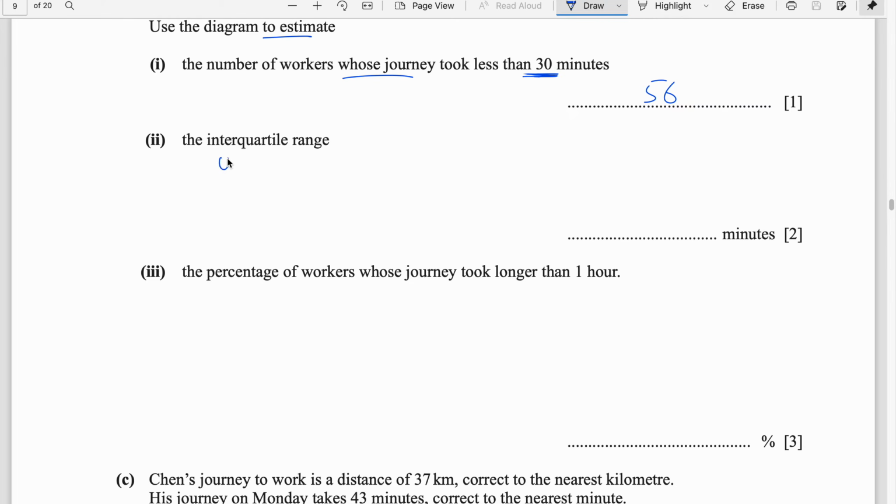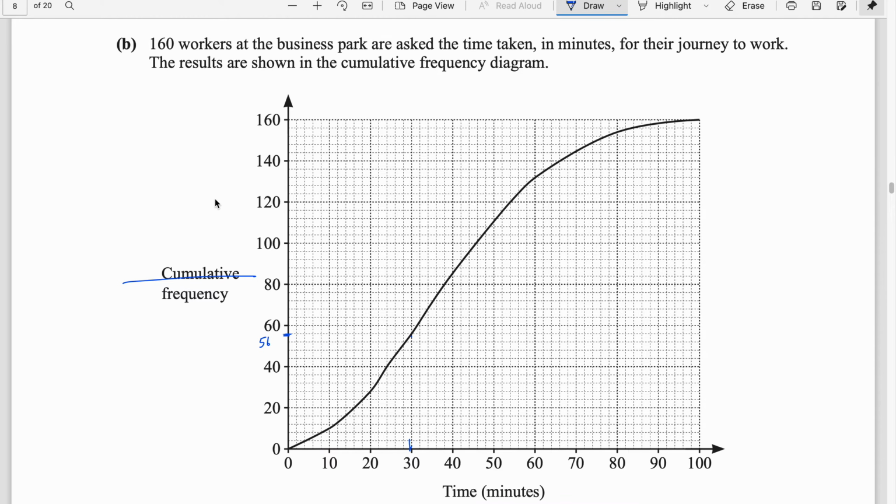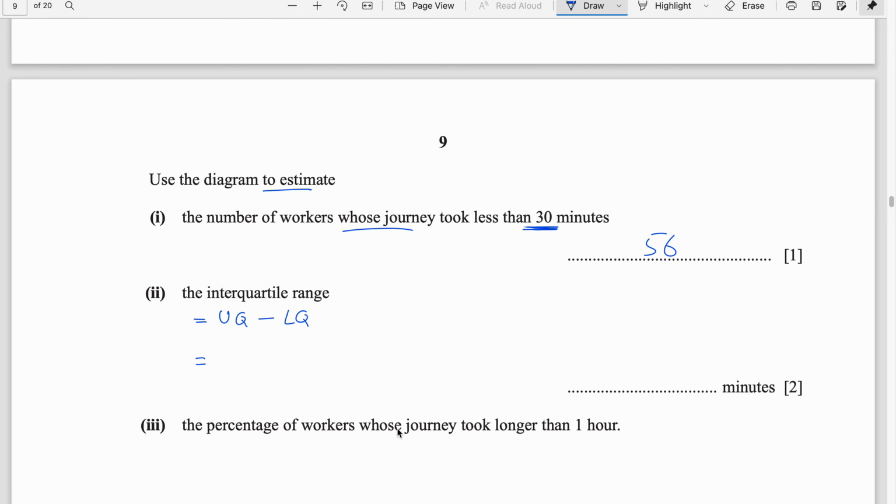The interquartile range is upper quartile minus lower quartile. Let's bring these two values together. So 160, half is 80, half of that is 40, and three times 40 is 120. Upper quartile is against 120, and this value right here is 54. Lower quartile is 24. So 54 minus 24 is 30. Interquartile range is 30.